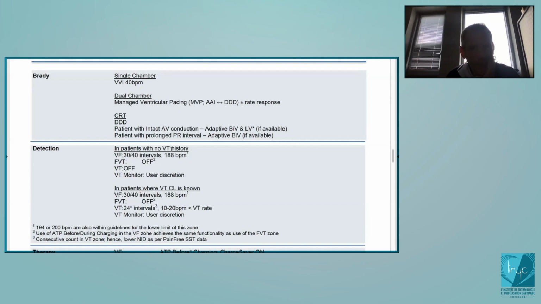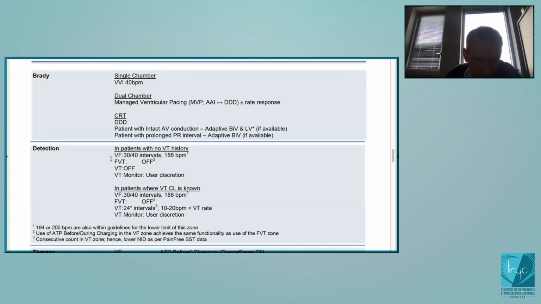In patients with no VT history, so in primary prevention, or in patients where VT is known, so in secondary prevention, you see here the recommendation about the zone, and for all these patients, of course, you need to adapt to the characteristics of the patient, for sure. And these guidelines are dedicated to patients with heart failure, not, for example, for Brugada or hypertrophic cardiomyopathy. This has been designed for patients with ischemic or primitive cardiomyopathy.